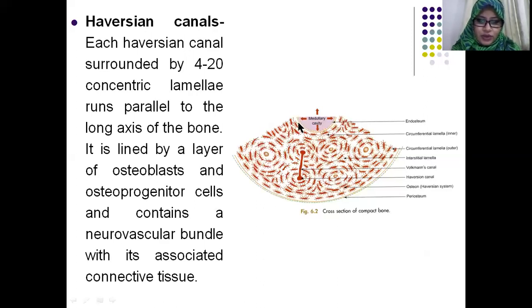In this figure, we can see this is the medullary cavity, which is covered by endosteum, and these are osteons or Haversian systems. In this Haversian system, we can see this is the Haversian canal, which contains neurovascular bundles and its associated connective tissue, and is surrounded by 4 to 20 lamellae.